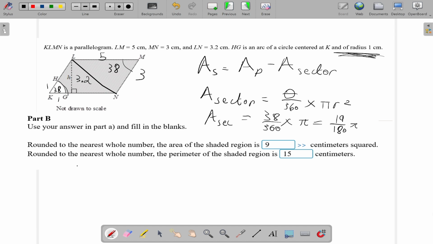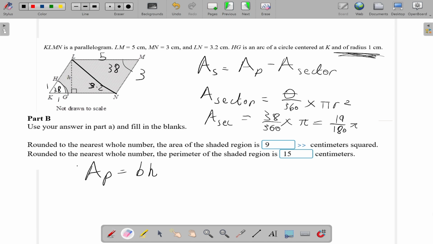Okay, the area of the parallelogram is base times height. Now, we don't have the height. Height is h, but we don't have it. However, you can see that the height is part of the triangle that is a right triangle LGK. This one triangle, which means we can apply the trigonometric ratios. So we have the opposite side, which is the height, which is what we want. By the way, 3.2 is not for that. 3.2 is for the side LN.